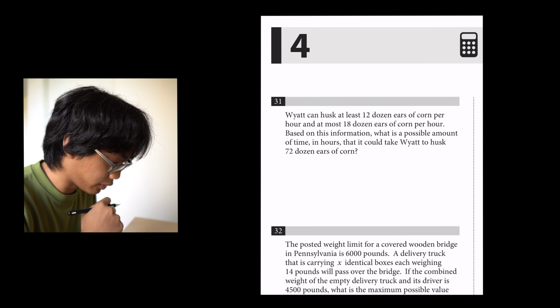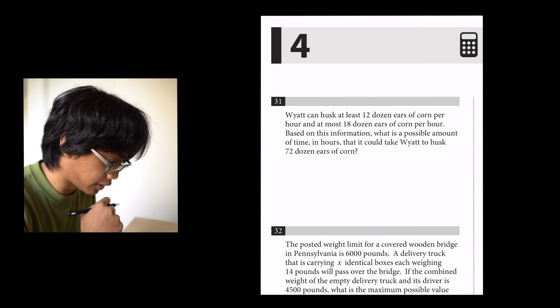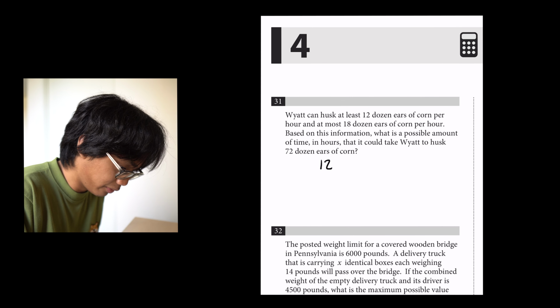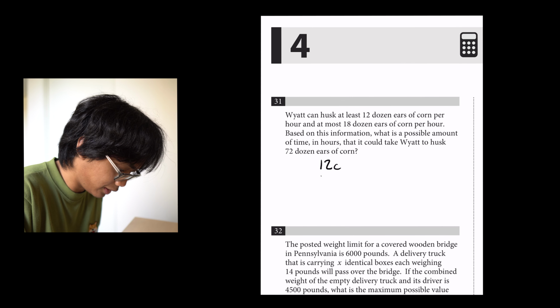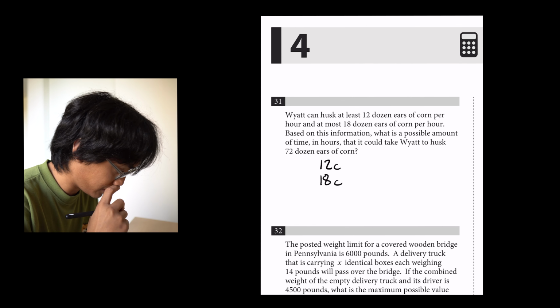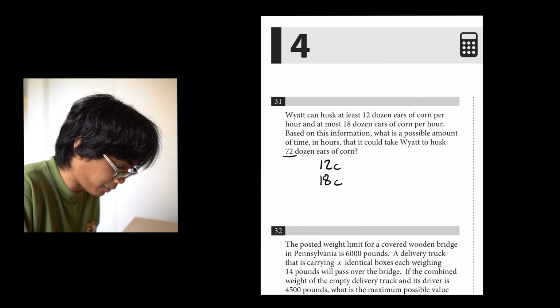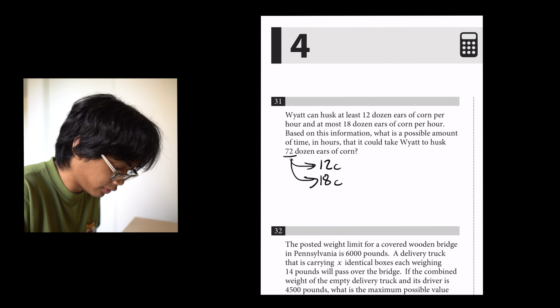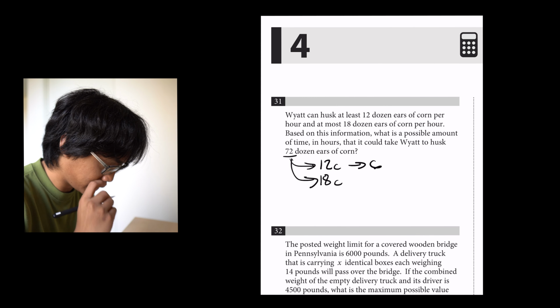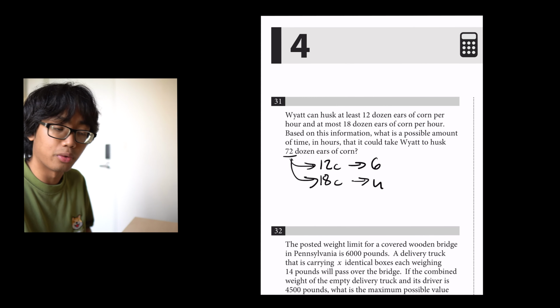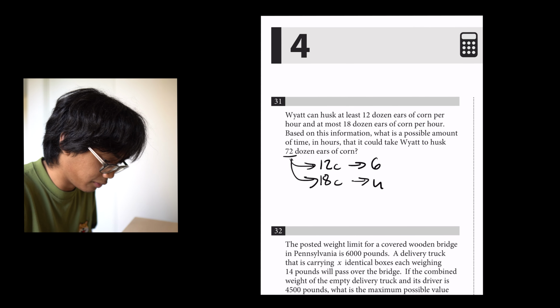What is the possible amount of time in hours that it could take Y to husk 72 ears of corn? So it's between 12 corn per hour and 18 corn per hour. So it could be really any number in between those. We can just take the 72 and divide it by each of these. So 72 divided by 12 will give you 6. 72 divided by 18 is going to give you 4. So really any number between 4 and 6 is going to work. So just say like 5 or something, and that should be all good.